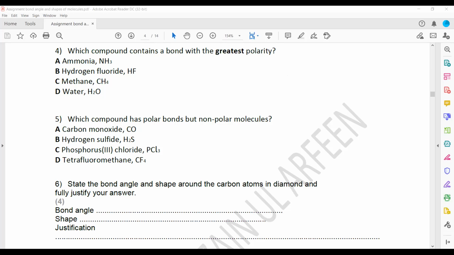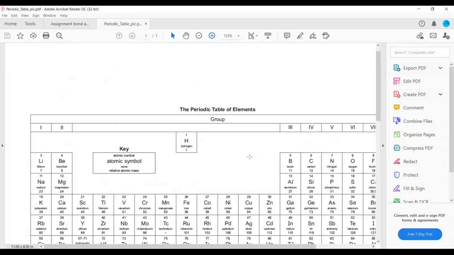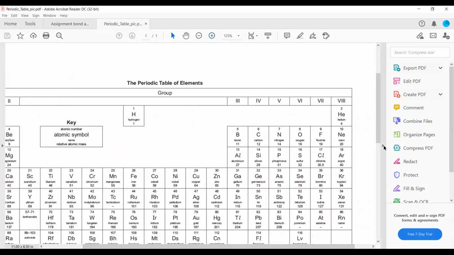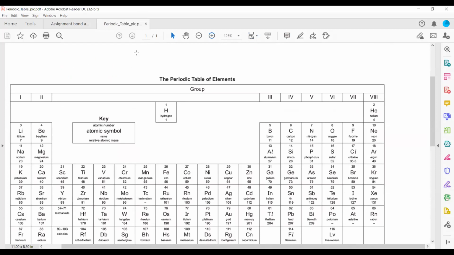So this is a periodic table. All are bonded with hydrogen, so we don't have to check hydrogen, we have to check the other element. So there is CH4, carbon is there, nitrogen is there, oxygen is there. One of the options was water. Yes, oxygen is there, and we have fluorine.